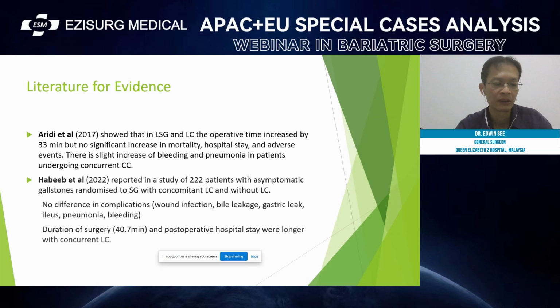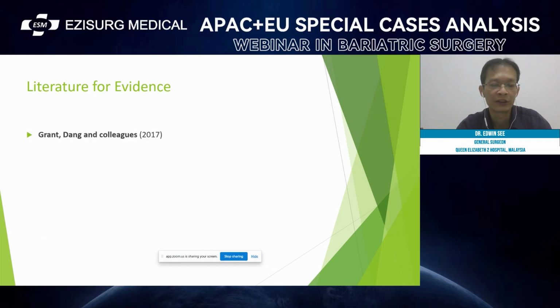Habib et al. reported in their study of 222 patients with asymptomatic gallstones randomized to sleeve gastrectomy with or without concomitant cholecystectomy, and they found that there is no difference in complications, for example, wound infection, bowel leakage, gastric leak, ileus, pneumonia, and bleeding. Again, the duration of surgery increased by 40 minutes, and the post-operative hospital stay was longer with concurrent laparoscopic cholecystectomy.